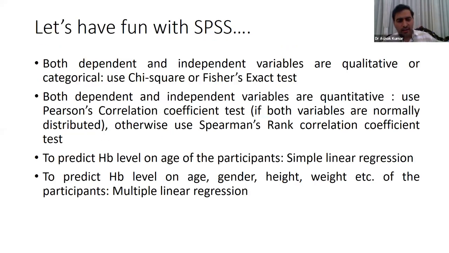Please remember, when both dependent and independent variables are qualitative or categorical, which test should we use? We should go for chi-square or Fisher's exact test. When both dependent and independent variables are quantitative, use Pearson correlation coefficient if both variables are normally distributed. Otherwise, use Spearman's rank correlation coefficient.